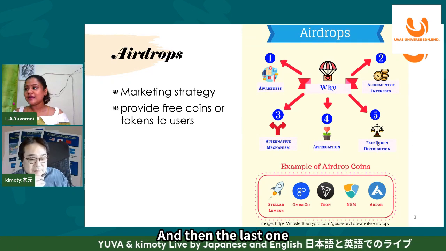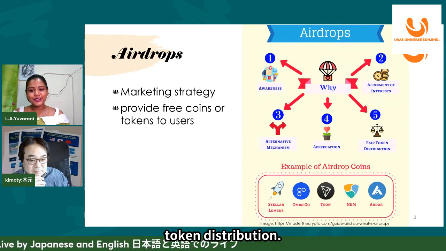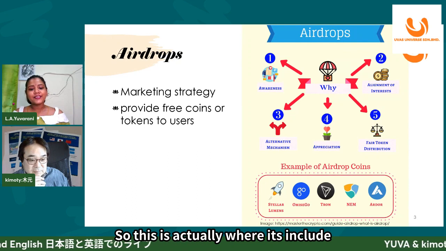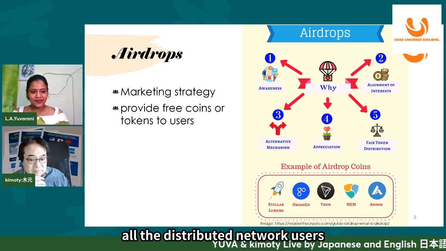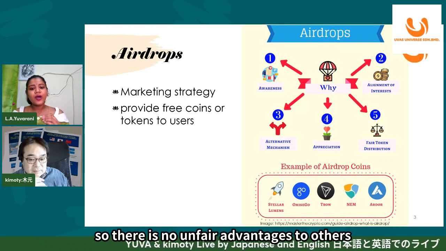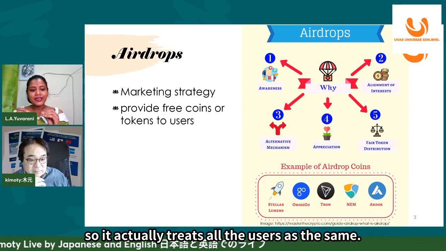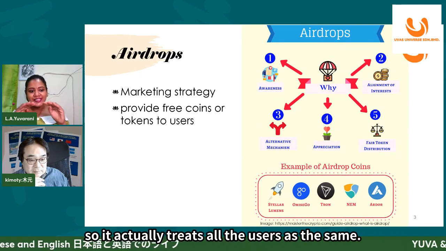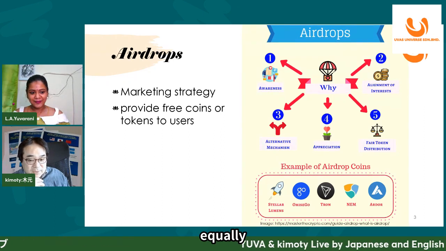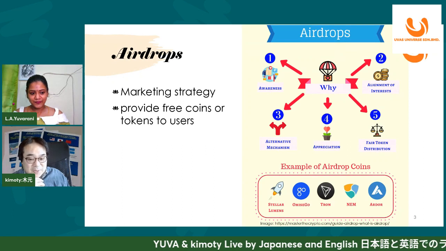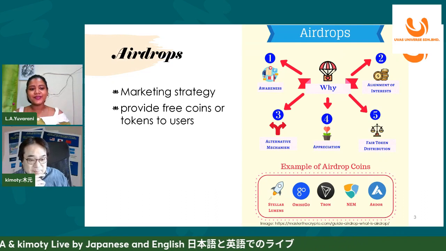And then the last one is fair token distribution. This includes all the distributed network users. So there are no unfair advantages to others. It treats all the users the same, equally.